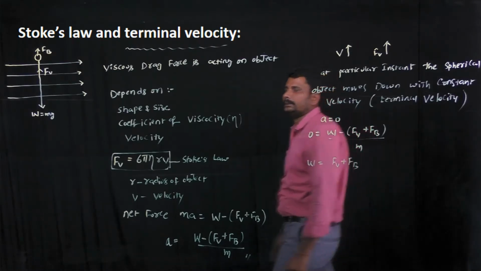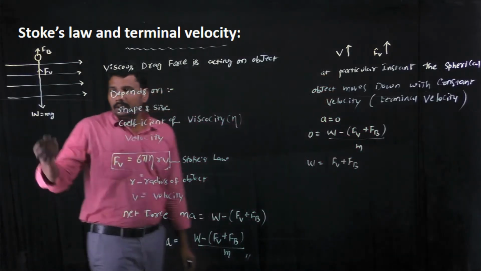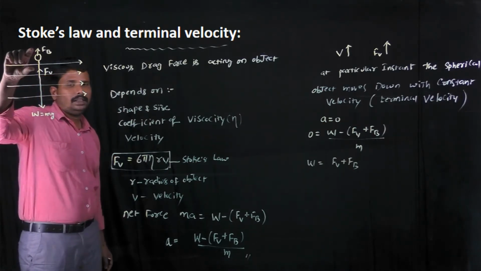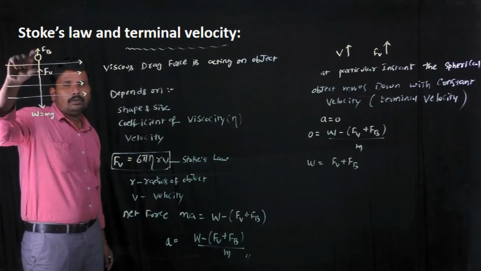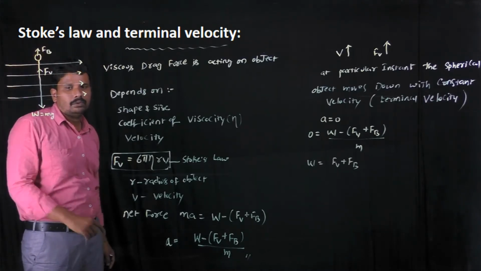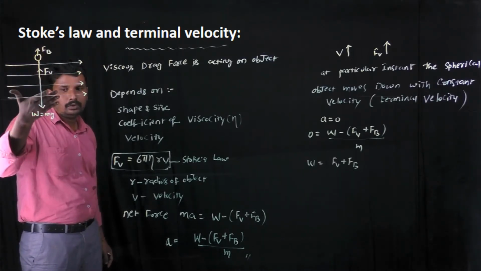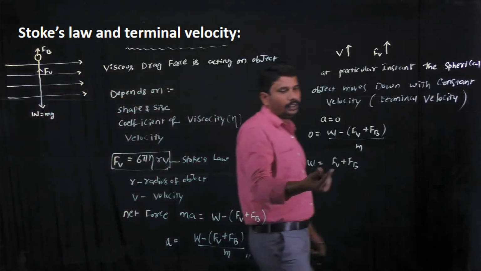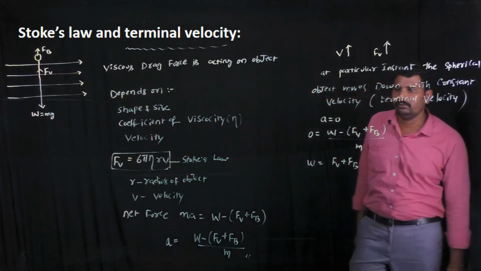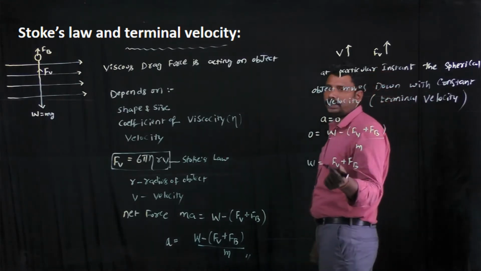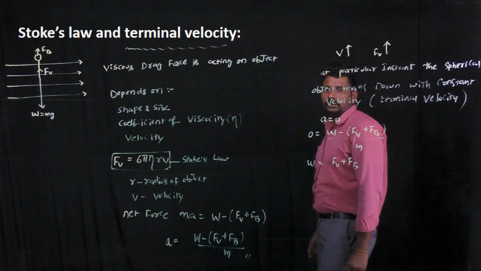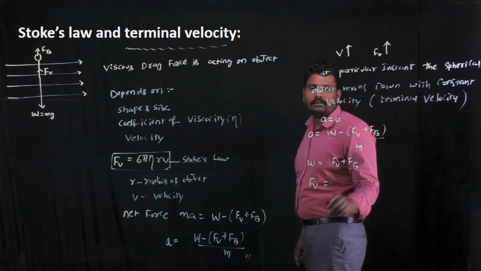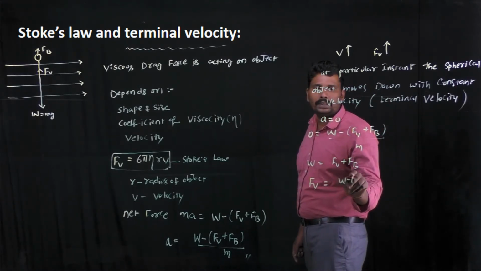This means the weight of the object just supports the total upward forces of the buoyancy force and viscous force. Then the object moves with constant velocity. This is nothing but W equals Fv plus Fb. Here there is no net force acting on the object. From this, viscous drag force can be written as Fv equals W minus Fb.